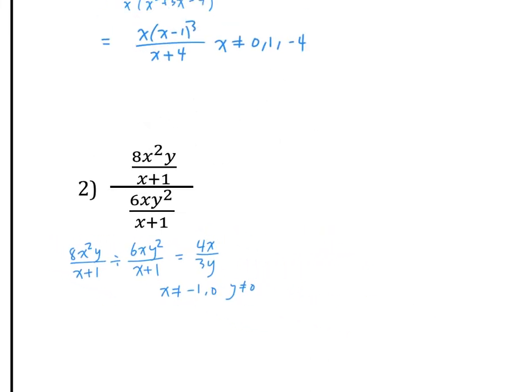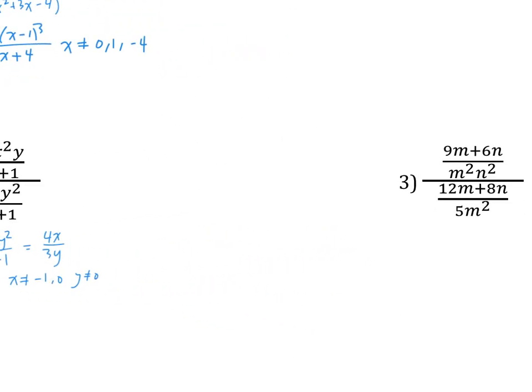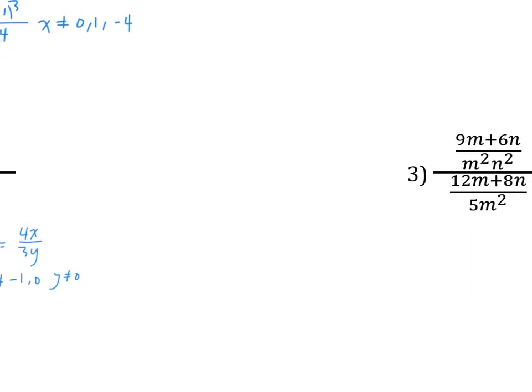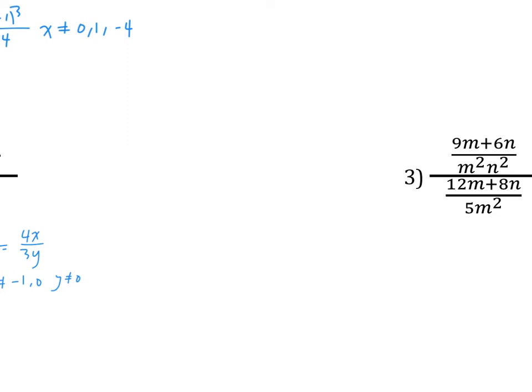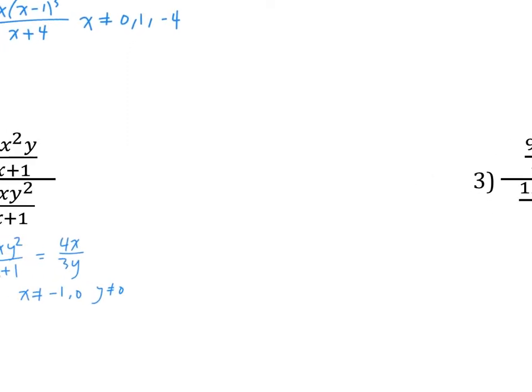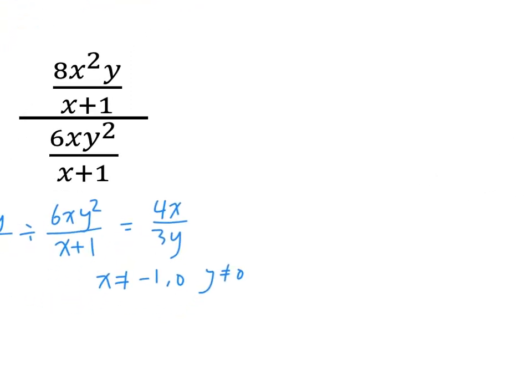Okay, number 3, this is a tricky one. So again, do the same thing as before. So simplify as much as you can, and then I'm going to go over the restriction, because the restriction is a little tricky. So do number 3, and then we'll go over it.